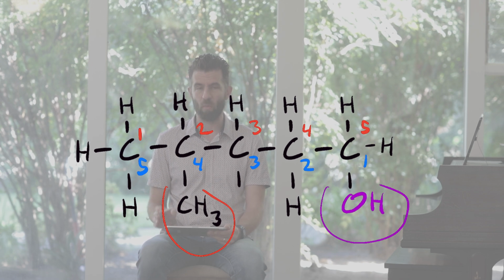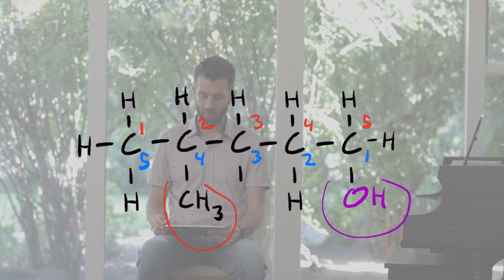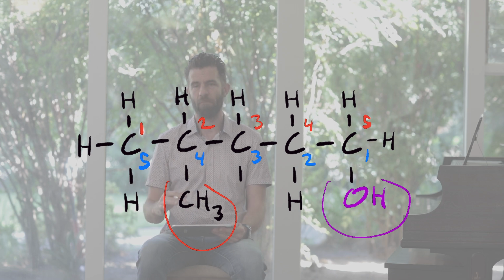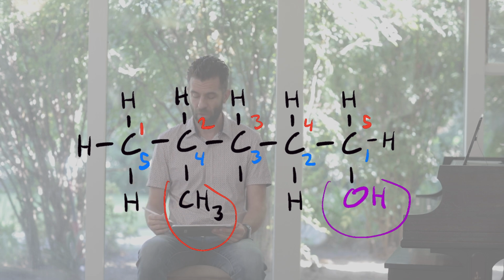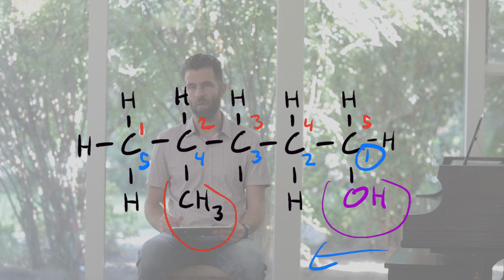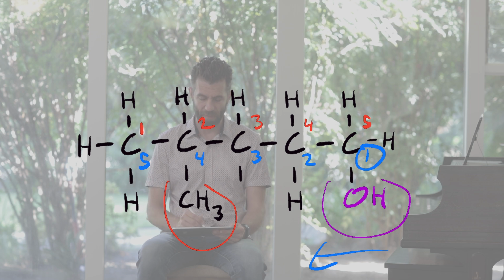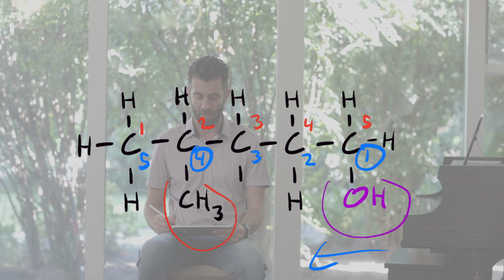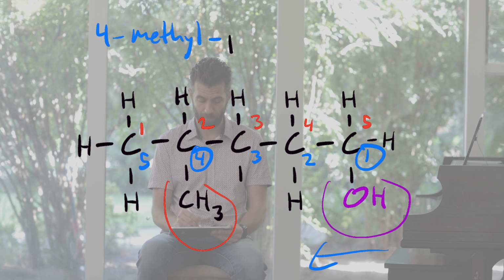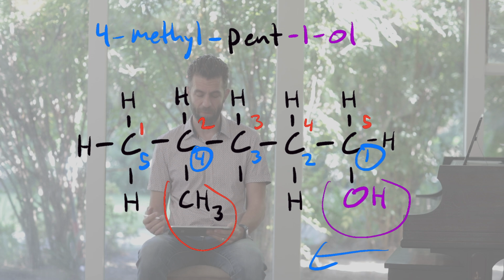Well, now we need to remember one last numbering rule. And our last numbering rule is that if all else fails, you always want the lowest number for your base functional group. So this is an alcohol, so like we said, this is a pentanol. So we would want to choose the blue numbering direction, in this case, because that would give our alcohol the lowest number, and then the next lowest number would be for our side chain here. And so this would be 4-methyl pent-1-ol, or 4-methyl 1-pentanol is another way that it can be written.